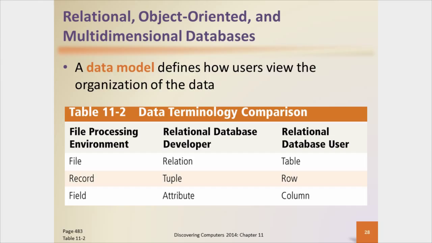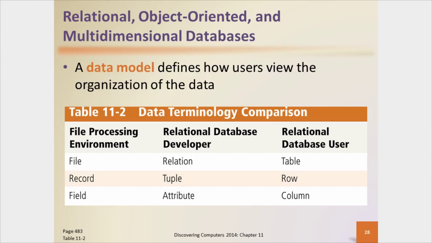Now, a data model defines how users view the organization of the data, and so depending on your perspective, you may refer to a lot of these things differently. In the file processing environment, we looked at files, records, and fields, and those all have equivalent terms in database terms. If you're a relational database user, a file is represented by a table, a record is represented by a row, and a field is represented by a column.